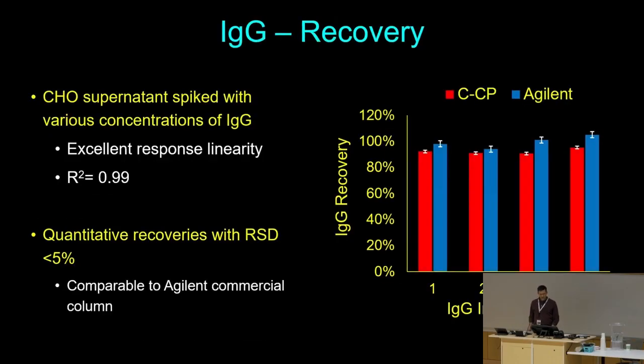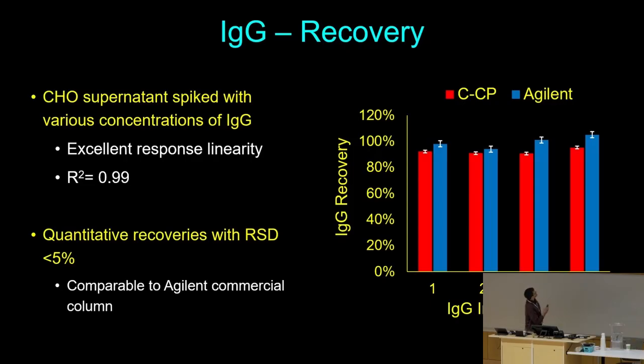And so looking at IgG recovery, CHO cell supernatant from a K1 cell line was spiked with various concentrations of IgG, and the K1 cell line does not express IgG, and so we were able to then look at recoveries and directly compare spike peak areas to no column injections of neat IgG standard.